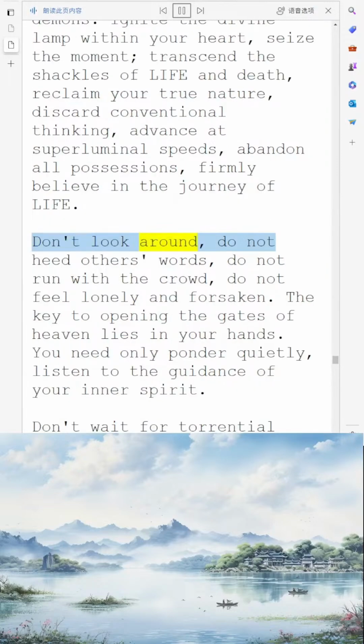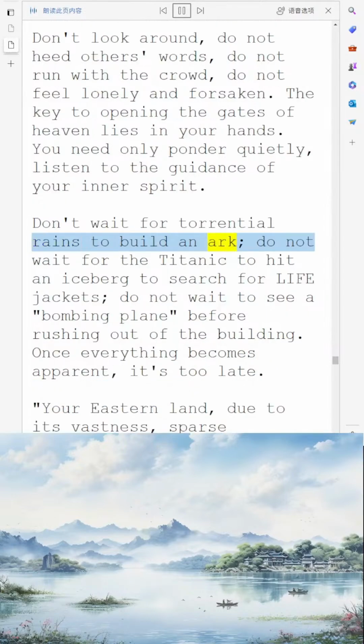Don't look around, do not heed others' words, do not run with the crowd, do not feel lonely and forsaken. The key to opening the gates of heaven lies in your hands. You need only ponder quietly, listen to the guidance of your inner spirit. Don't wait for torrential rains to build an ark. Do not wait for the Titanic to hit an iceberg to search for life jackets. Do not wait to see a bombing plane before rushing out of the building. Once everything becomes apparent, it's too late.